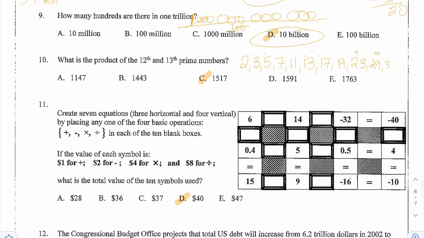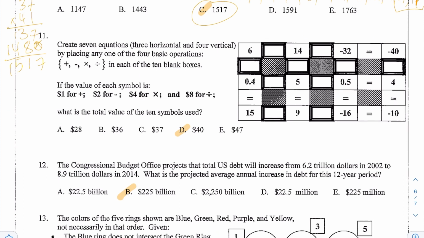All right, the 11th will be 31, then 37, and then after that will be 43. If you want to do 37 times 43, or sorry, 41. 43 is the 14th. 41 is also prime. All right, so here, if you just do 37 times 41, it's 1517, choice C.